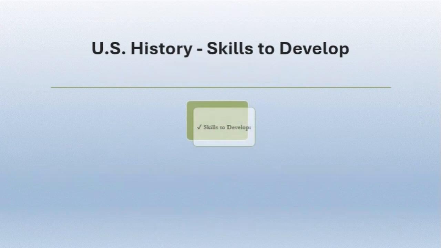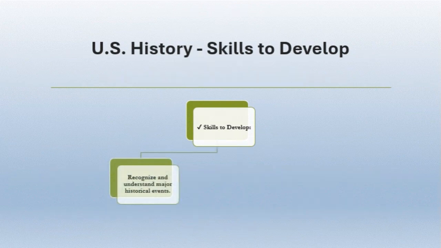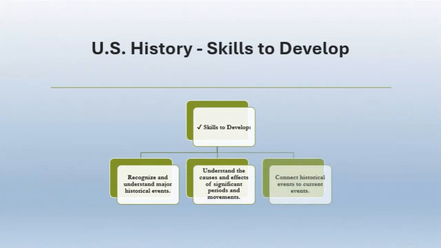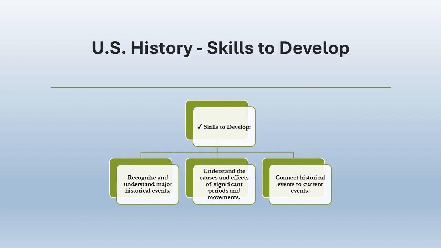For the GED, you'll need to 1. Recognize and understand major historical events. Knowing when and why significant events happened is critical. 2. Understand the causes and effects of significant periods and movements. For example, understanding why the Civil War happened and how its aftermath shaped the U.S. is key. 3. Connect historical events to current events. History doesn't exist in a vacuum. By understanding past events, you can better grasp how they influence today's world. These skills are all important for both answering questions on the GED and developing a deeper understanding of history.